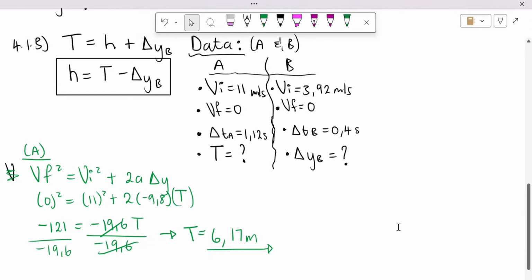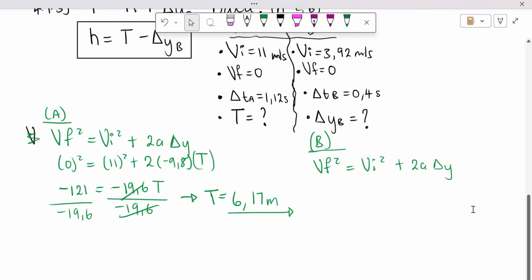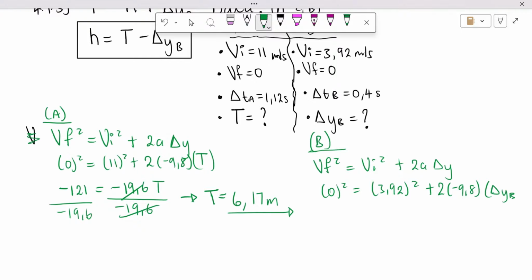And now I need to get that for B. So I'm going to use the calculations for ball B. Once again, VF squared equals VI squared plus 2A delta Y. VF squared is 0, and our initial velocity is 3.92 squared plus 2 times negative 9.8, and then our delta Y will be delta Y of B.